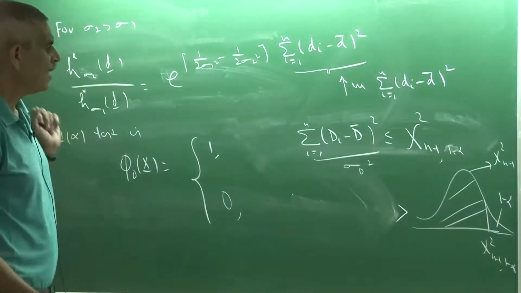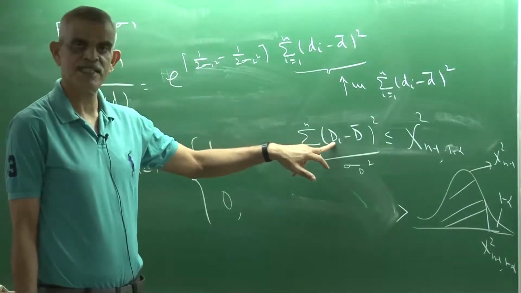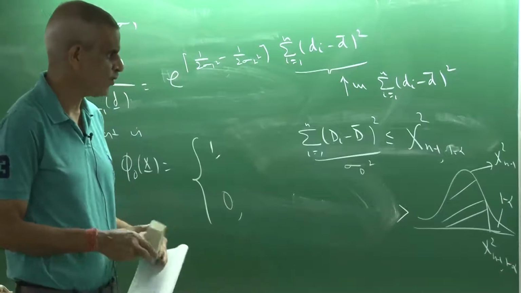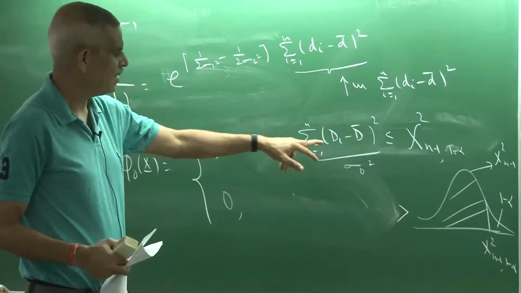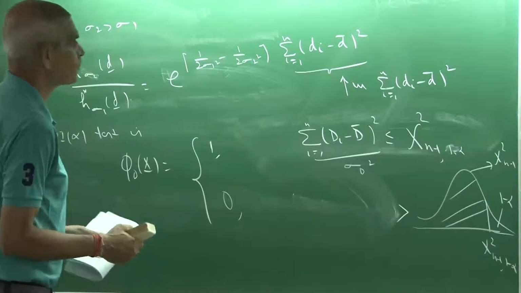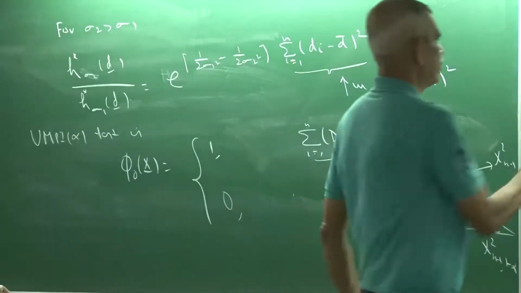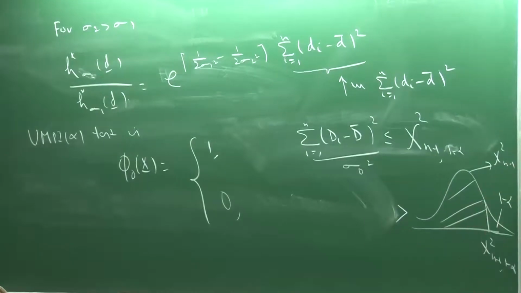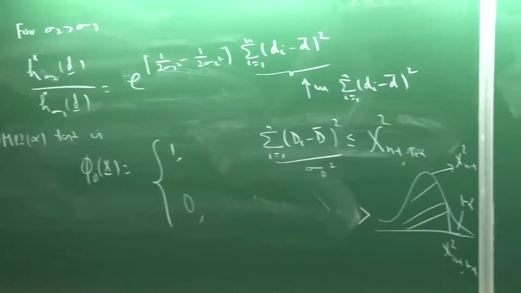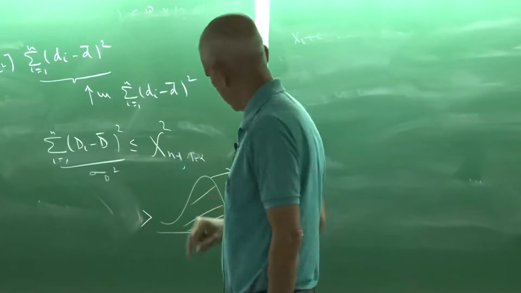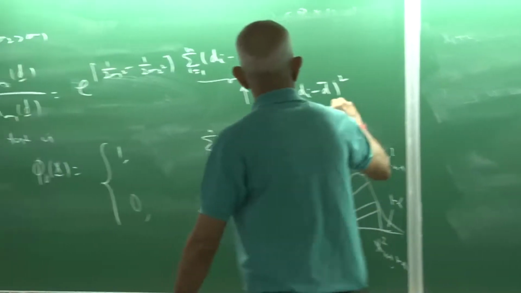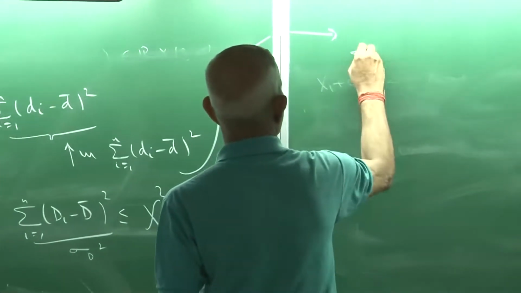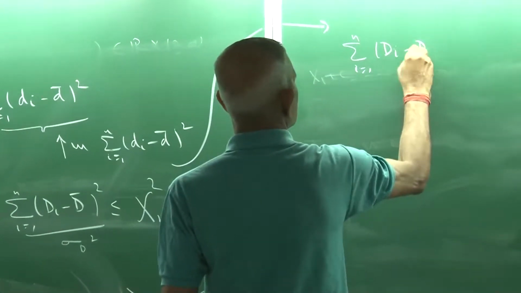alpha. Why? Because I'll see that summation di minus d bar whole square is nothing but summation xi minus x bar whole square, because if I can show that, then this distribution chi square n minus 1 alpha is obvious. So let us try to see why I have said so. In fact, what I should have done is, first I should have calculated summation xi minus x bar whole square. So let me say that from here I go to summation i is equal to 1 to n di minus d bar whole square.